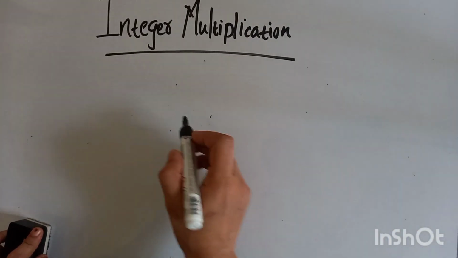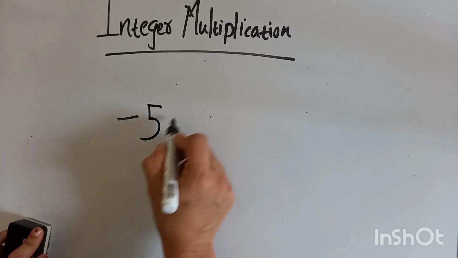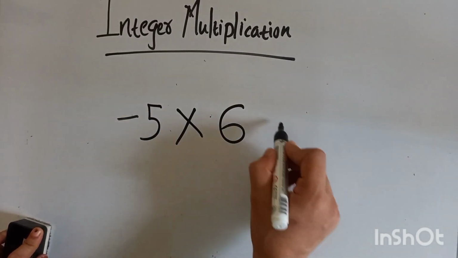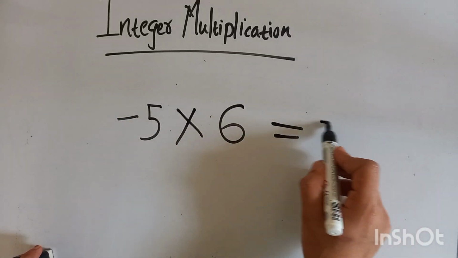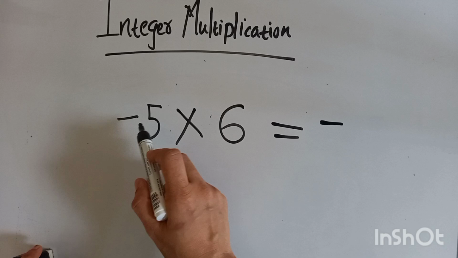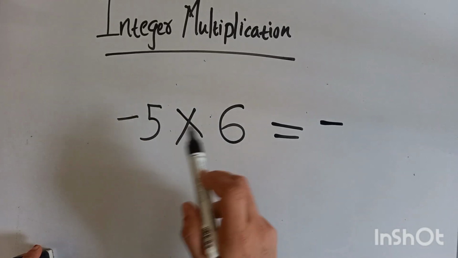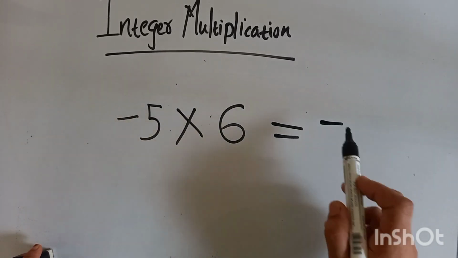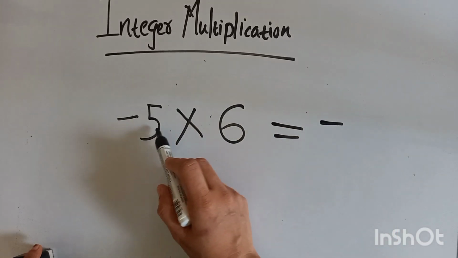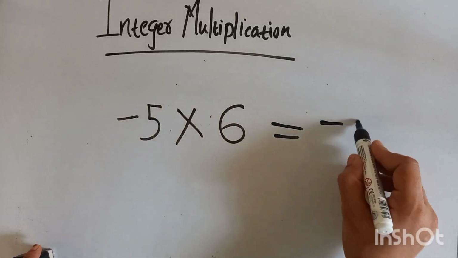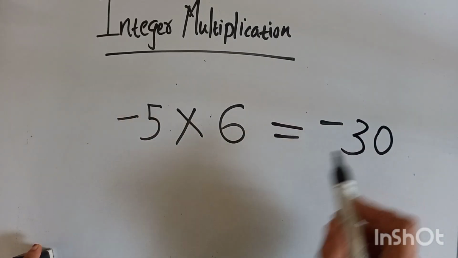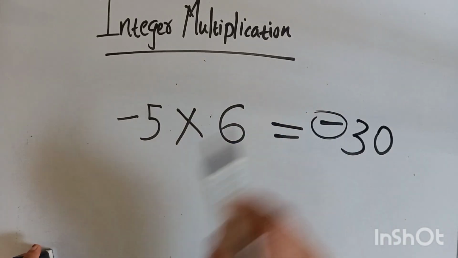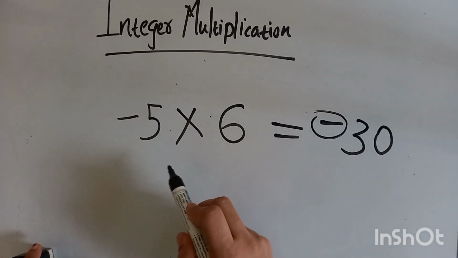Now we can see multiplying two integers of opposite sign. Let the two integers be negative 5 and positive 6. Here you can see one is negative, another is positive. So in this case, the answer will be negative. If you are multiplying two integers of different sign, the answer will be negative. And you have to multiply just the integers. 6 multiplied by 5, answer will be negative 30. Negative 5 multiplied by 6, answer will be negative 30.